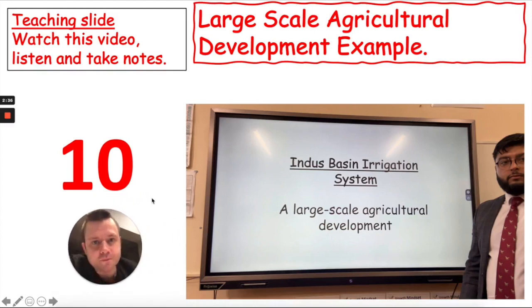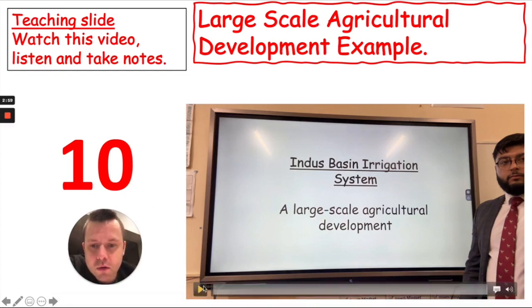Okay, the big one. Large scale agricultural development example. And we use IBIS. Indus Basin Irrigation System. River Indus, the basin of the River Indus, that's why it's called the Indus Basin. Irrigation means watering of land. All right? Here we go.